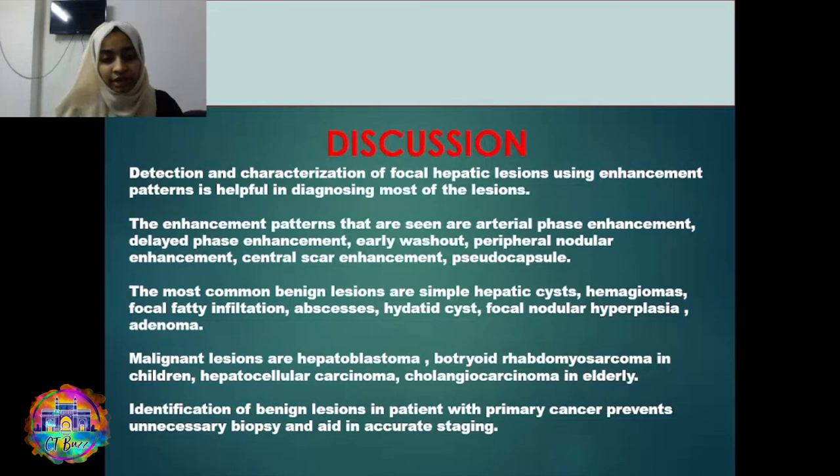Malignant lesions are hepatoblastomas and botryoid rhabdomyosarcoma in children, and HCC and cholangiocarcinoma in the elderly. Identification of benign lesions in patients with primary cancer prevents unnecessary biopsies and aids in accurate staging.